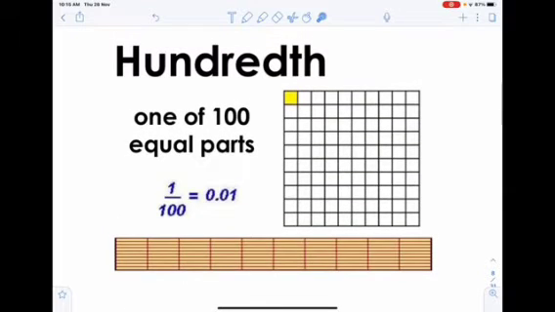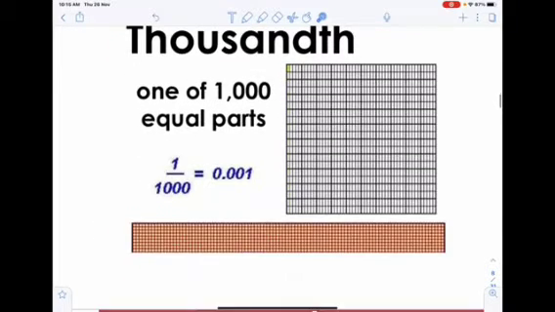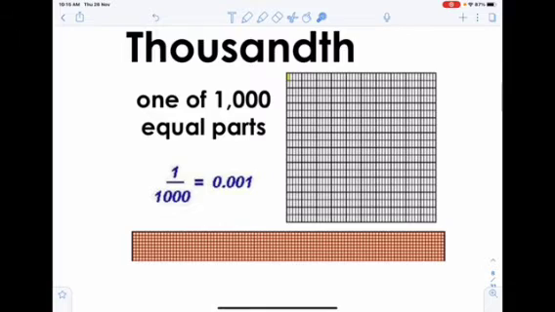If the whole thing is divided into 100 equal parts, and one part is considered, then it is called 1 by 100. Similarly, if the whole is divided into 1000 and just one part is considered, then it is represented as 1 by 1000 or one thousandth.